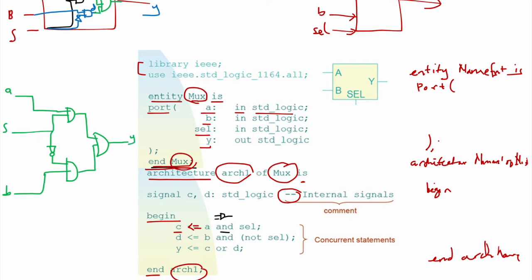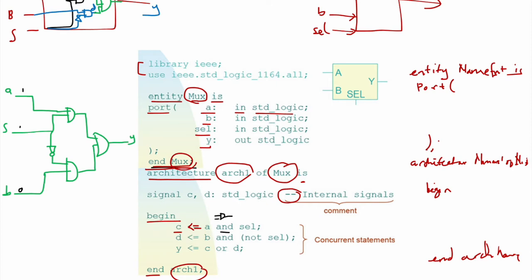So we notice here, if we do analysis of the circuit, if A is 1 and B is, let's say, 0, if the select is 1, you are actually saying that the output should be equal to 1, A.